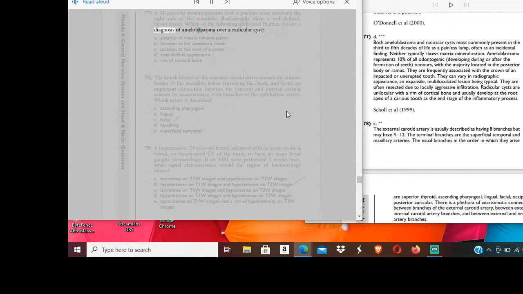The following additional findings favor a diagnosis of ameloblastoma over a radicular cyst. A. Absence of matrix mineralization. B. Location at the symphysis menti. C. Location at the root of a tooth. D. Soap bubble appearance. E. Rim of cortical bone.